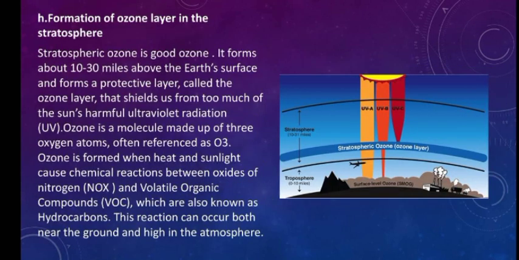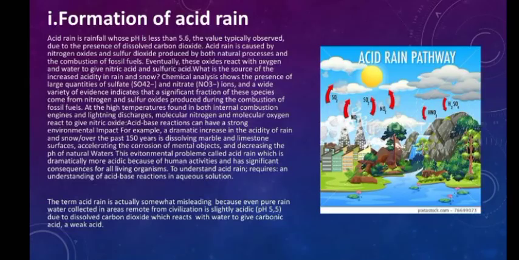Formation of ozone layer in the stratosphere. Stratospheric ozone is good ozone. It forms about 10 to 30 miles above the Earth's surface and forms a protective layer called the ozone layer that shields us from too much of the sun's harmful ultraviolet radiation, or UV.